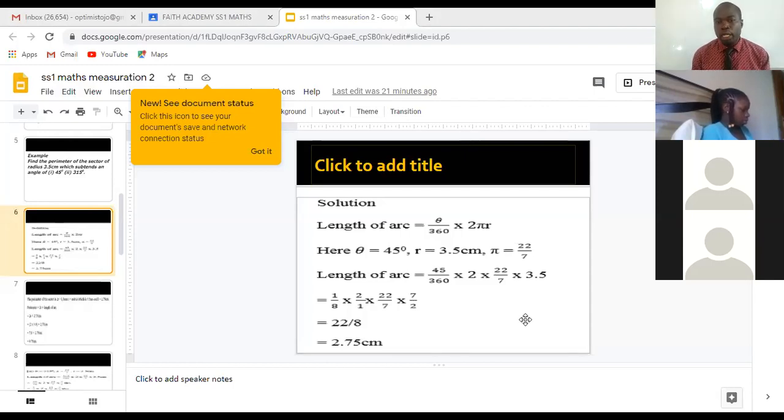So that is the length, your L, but your perimeter is 2r plus L. Is that okay? So your 2r will be 2 times 7/2. 2 cancel. I got 3. You got 3. How? How is it 3? So your 2r will be 7. 7 plus 2.75 will give you 9.75, which is correct. So how did you get 3? 22 divided by 8, is it 3?